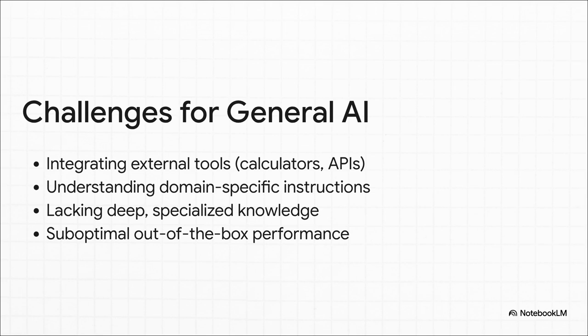So why do they stumble? Well, for one, these generalist AIs really struggle to use external tools, things like a simple calculator or an API. They completely miss the subtle context of domain-specific instructions. And at the end of the day, they just lack that deep, specialized knowledge that a real expert has. So what you get out of the box is, let's just say, pretty suboptimal performance.